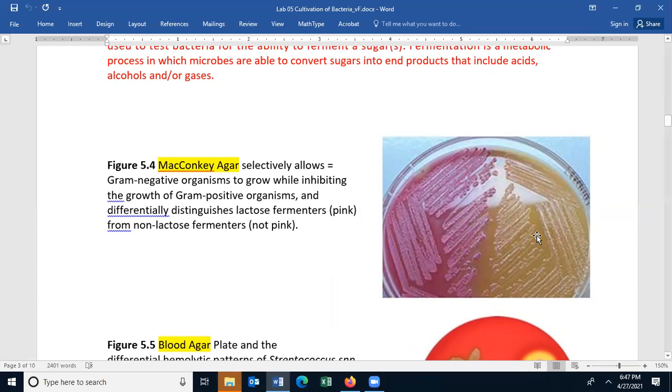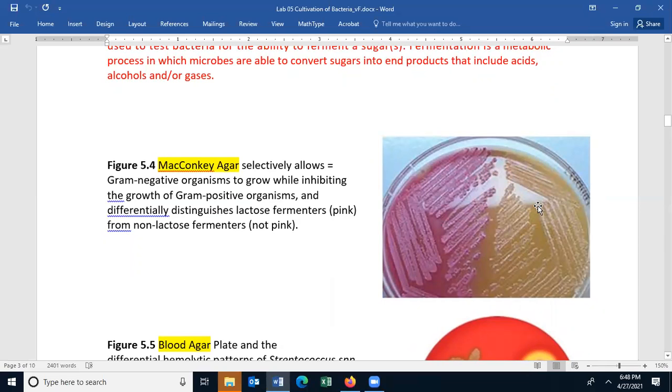McConkey's has a pH indicator which turns pink when it is acidic, and it becomes acidic if it ferments the sugar lactose, and it's not pink because it's not acidic when it does not ferment the sugar lactose. It's selective in that it has chemicals that do not allow gram-positives to grow.